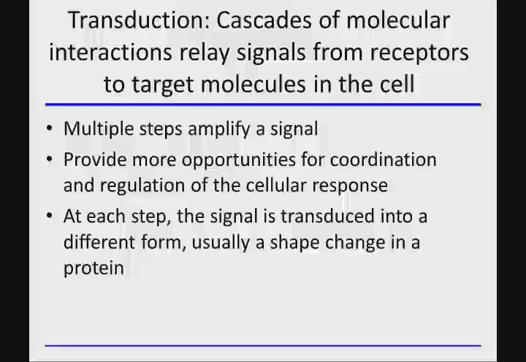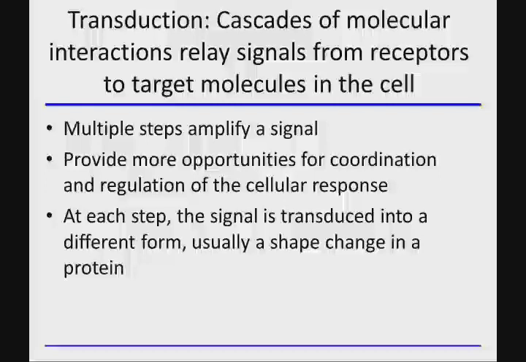So this idea that one is going to lead to another, is going to lead to another, is going to lead to another is very, very important. So the multiple steps are an opportunity to amplify the signal, which we'll look at a phosphorylation cascade more specifically to show you how that works. It's going to provide an opportunity for coordination and regulation of the cellular response. So every step, every time one protein touches another, and in some cases multiple proteins converging on a single protein, is an opportunity to coordinate and regulate that response.